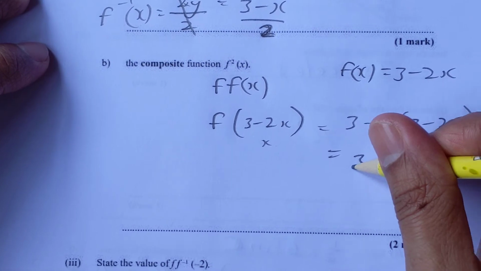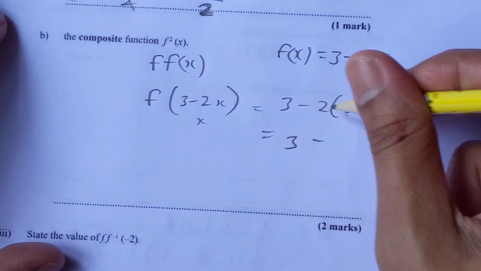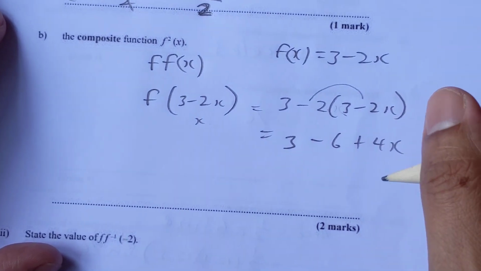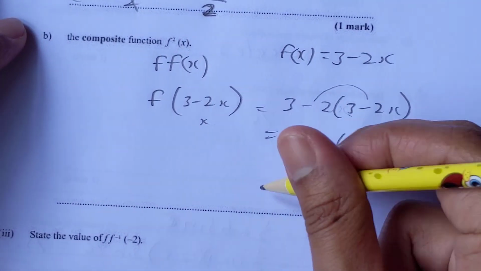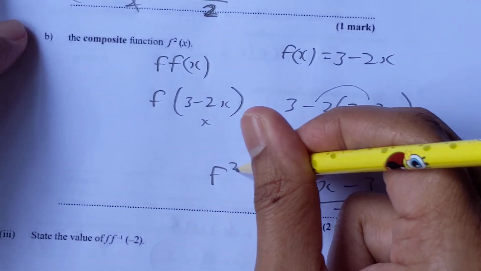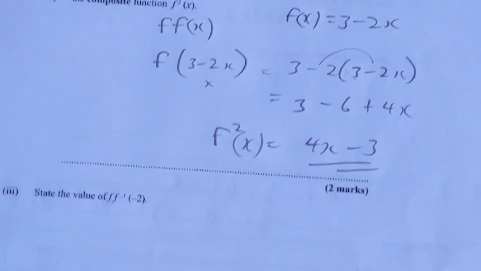Then I just expand, you realize the algebra coming into play here. So 3 minus 2 times 3 is minus 6. Again, a minus and a minus is going to give me a plus 4x. So I'm really going to get 3 minus 6, which is minus 3 plus 4x. Or I could write the positive term first. So that's what f of f of x, so f squared x, is going to look like.